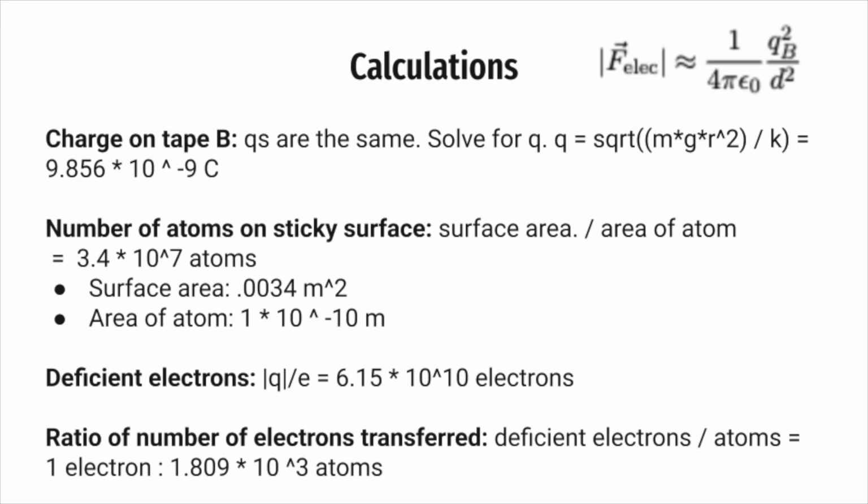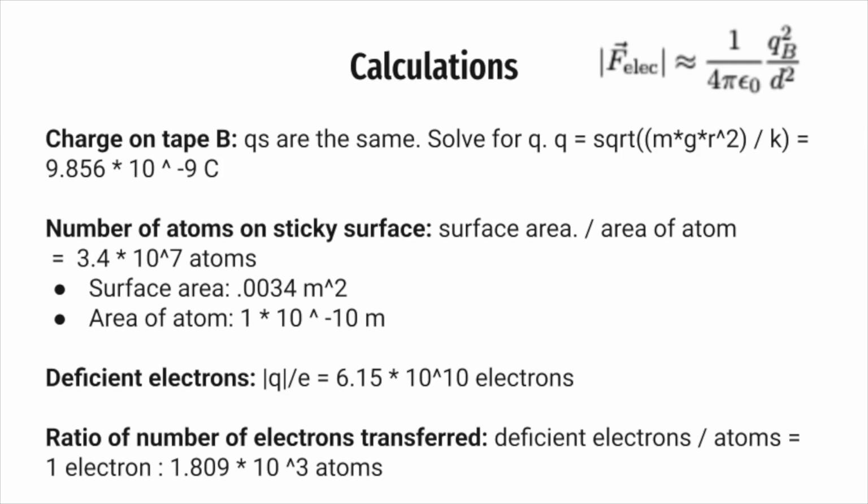Now let's get into the findings of this experiment. By reevaluating Coulomb's law to instead solve for Q, we are able to estimate the charge left on tape B to be 9.856 times 10 to the negative 9 coulombs. Next, we estimated the number of atoms on the sticky surface by dividing the surface area of the tape by the area of an atom. We found that 3.4 times 10 to the negative 7 atoms were left on the surface.